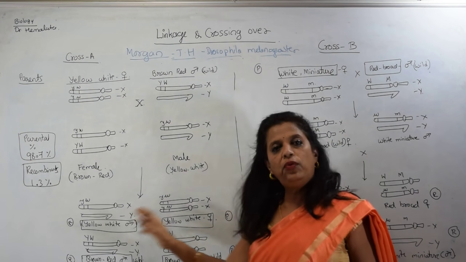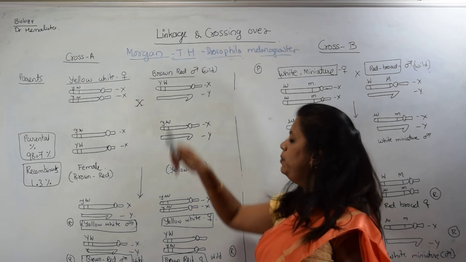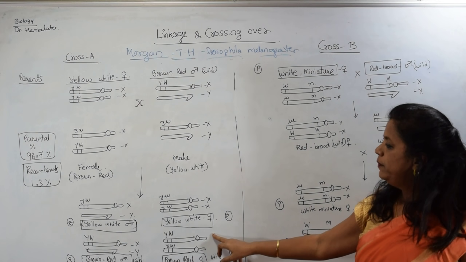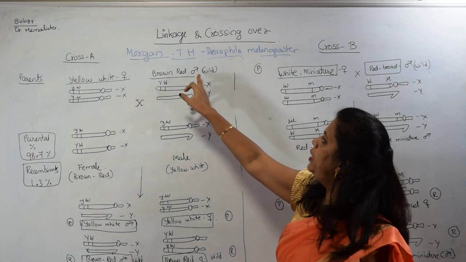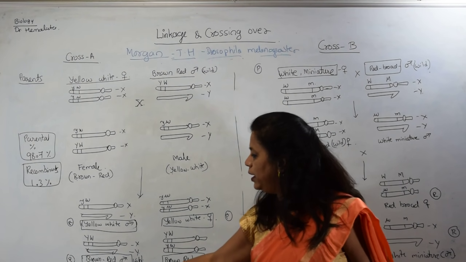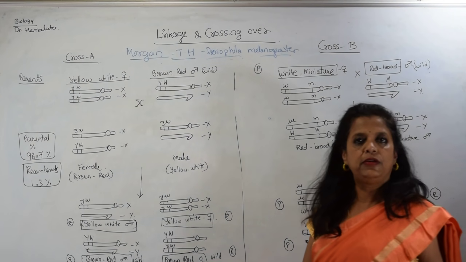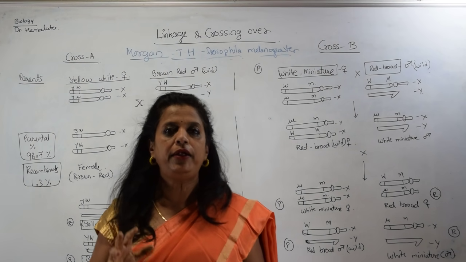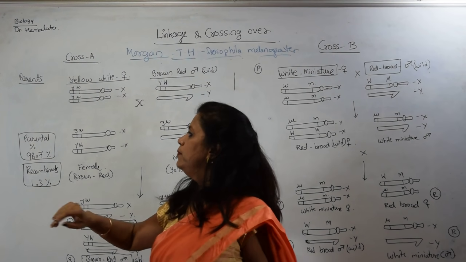Now, observe which are all parental combinations here. What is the parent? A yellow-white female should be there. Where is the yellow-white female? There is one yellow-white female here. Then, what is the other parent? Brown-red is male. 1 and 2 are the parents. These two are recombinants. Then when you observe the ratio of parental combinations and the new recombinants, it comes to this.